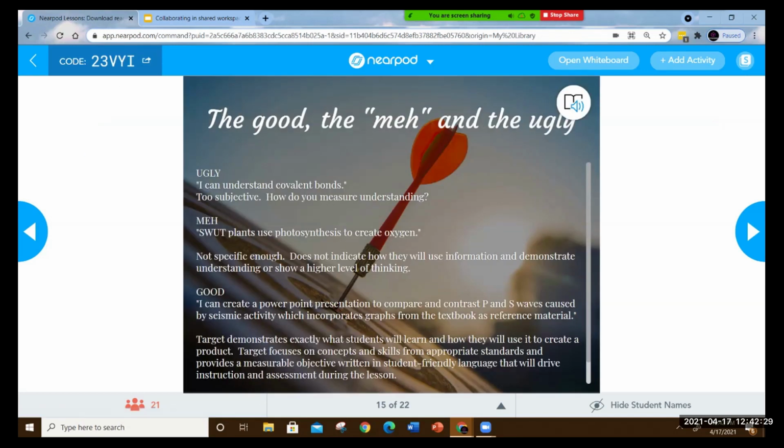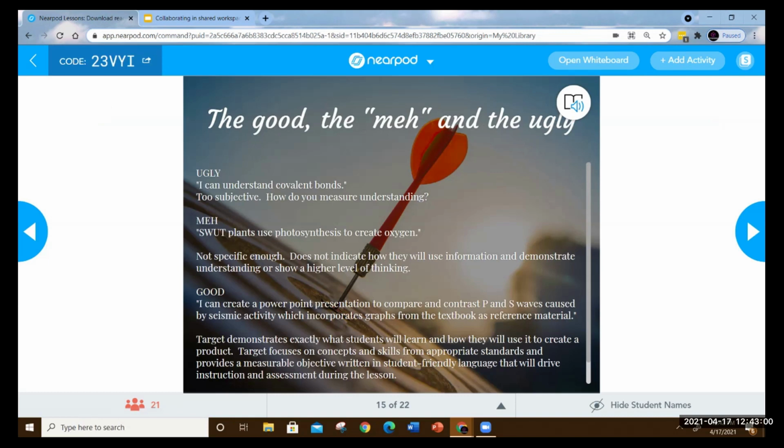So the good, the meh, and the ugly. Here's an example of an ugly learning target, what we don't want to do, something that's sort of an okay learning target, and then an example of a really good one. An ugly one is, I can understand covalent bonds. Well, it's way too subjective. There's nothing in there that allows the teacher to say how they're even going to measure understanding.